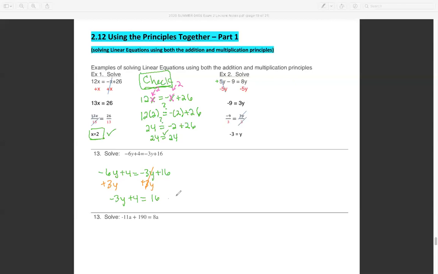And also another important thing, whenever you're solving linear equations, always undo the adding and subtracting first. It's kind of like reverse PEMDAS, reverse order of operations.